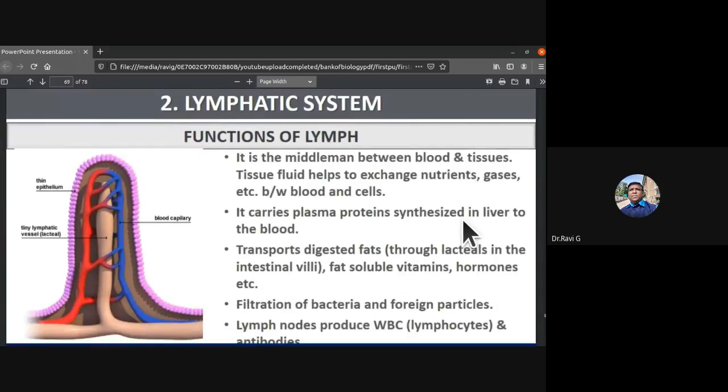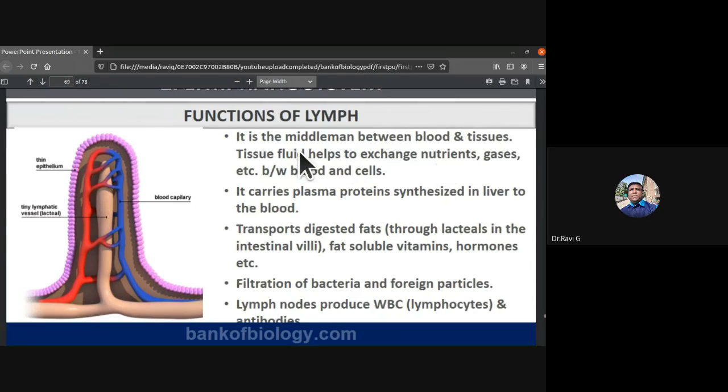What are the functions of lymph? It is the middleman between blood and tissues. So tissue fluid helps to exchange nutrients, gases, etc. between blood and cells. That is the reason lymph is considered to be a middleman between blood and the tissues.